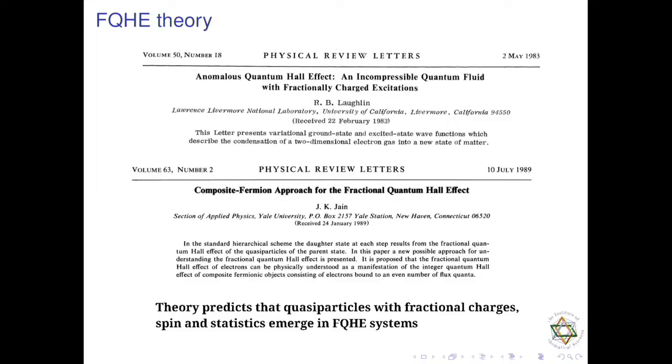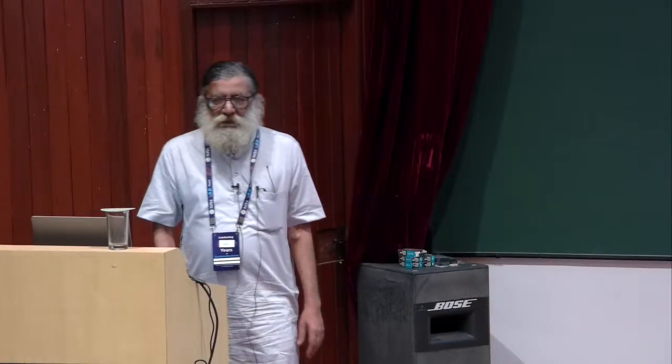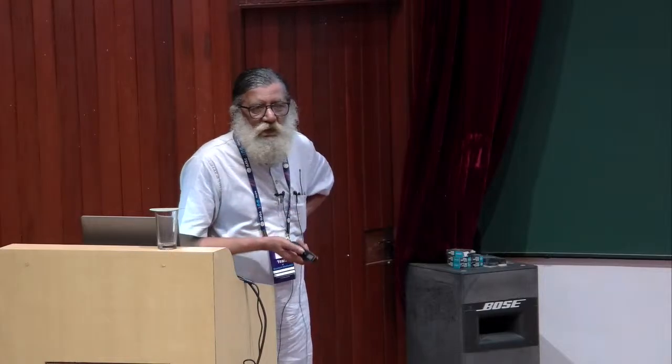What exact number of charge, etc., depends on which fraction of the FQH. But it's there in both. Now, statistics is very difficult to observe in a condensed matter system. I mean, you can't exchange two particles and see the phase it picks up. But fractional charges have now been routinely observed in a large number of fractions.